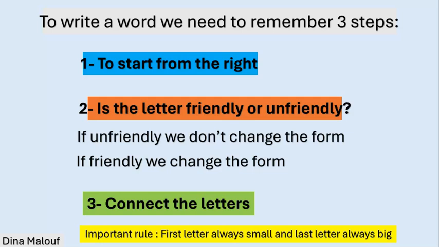Important rule to remember: in Arabic, the first letter is always small and the last letter of the word is big. So it's the opposite of English. The first letter is the small one and the last one is the big one.